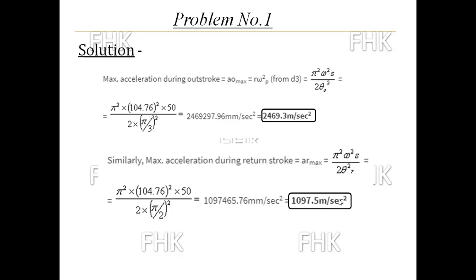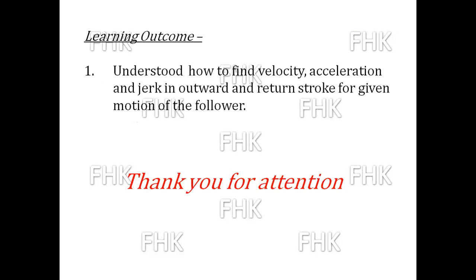This is the unit for acceleration, and the unit for jerk is meter per second cube. In this way, I find the answers asked in the problem statement, which was asked in a university exam for 4 marks. That is the third part of the problem statement. At the end of the session, students can understand how to find velocity, acceleration and jerk in the outward and return stroke for the given motion of the follower. So thank you for watching this video.